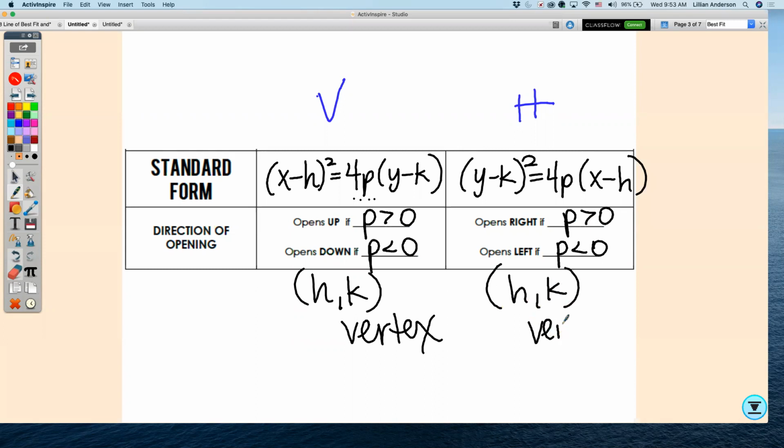You just want to be careful to not mix them up, because since it's Y minus K, K is still the Y coordinate of the vertex. So when you see it, you might be tempted to put K first, then H. Don't do that. It's still HK.